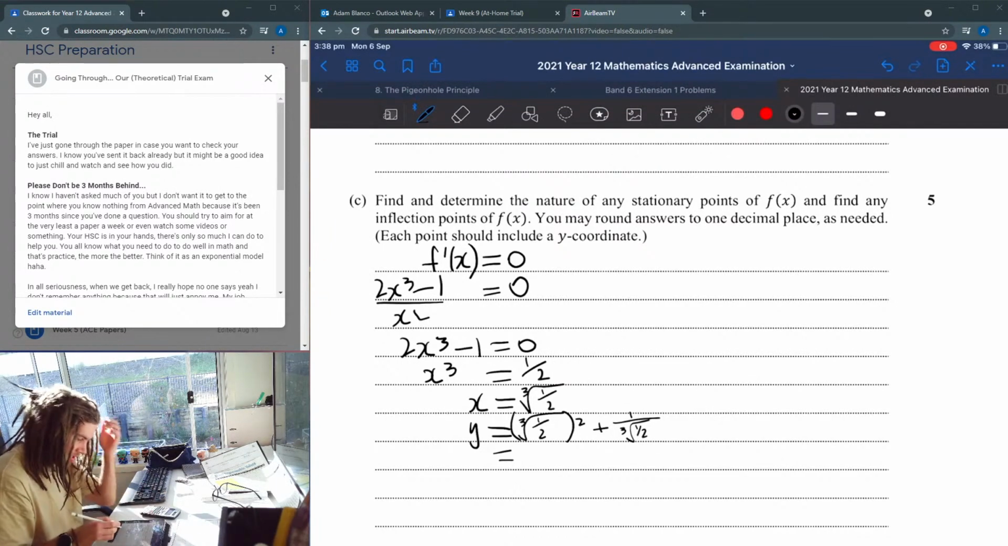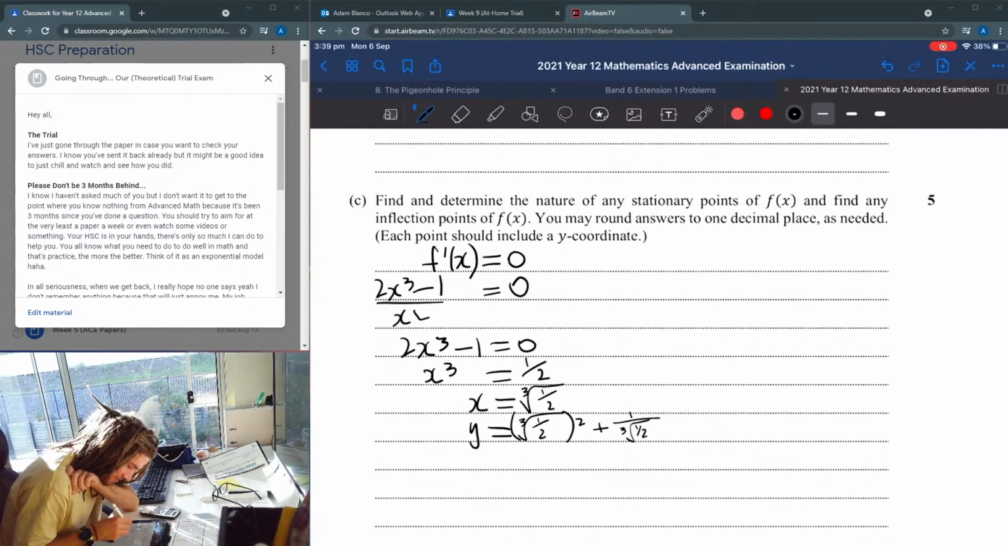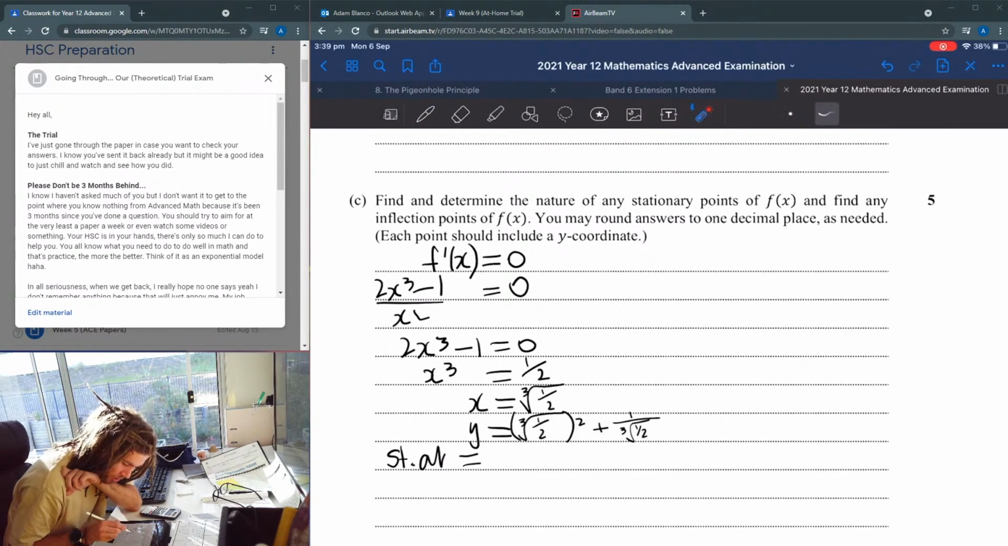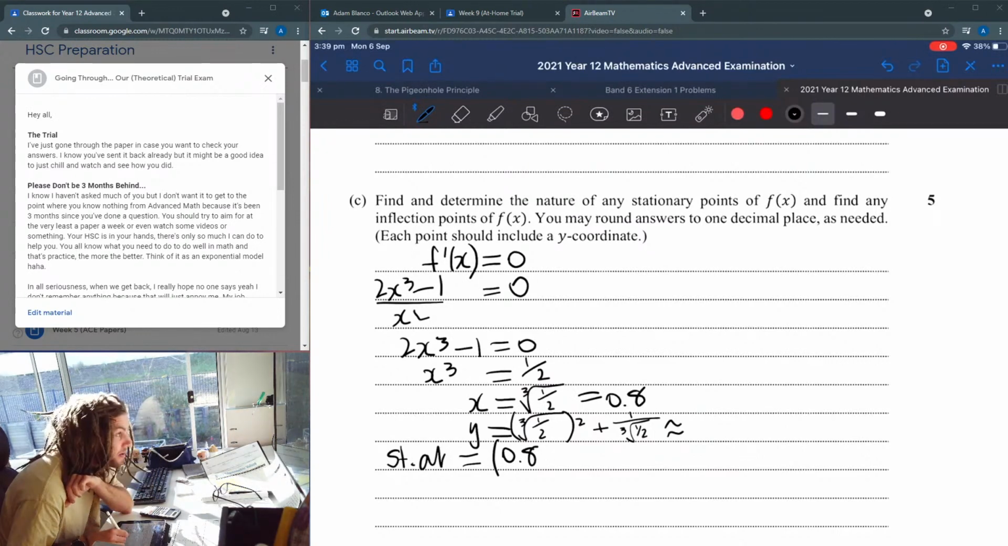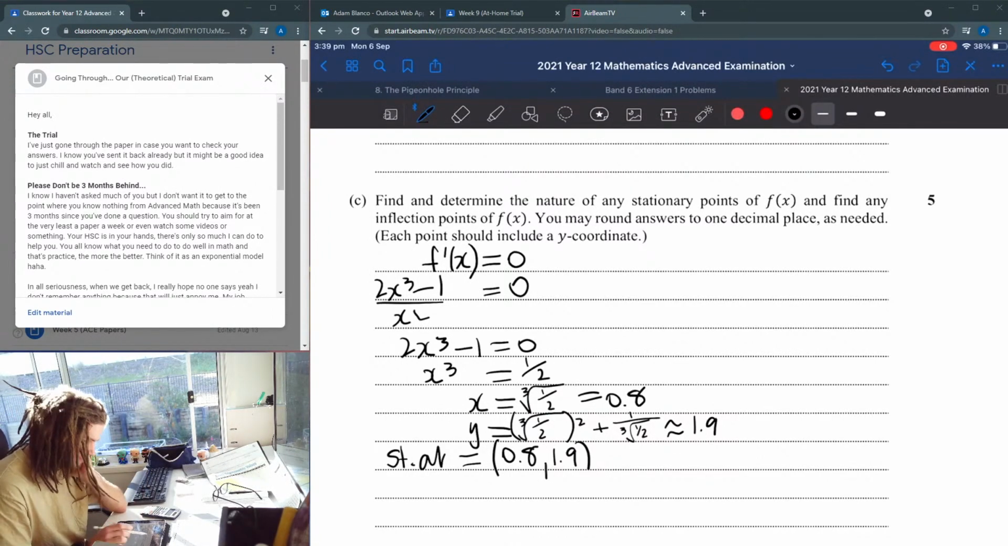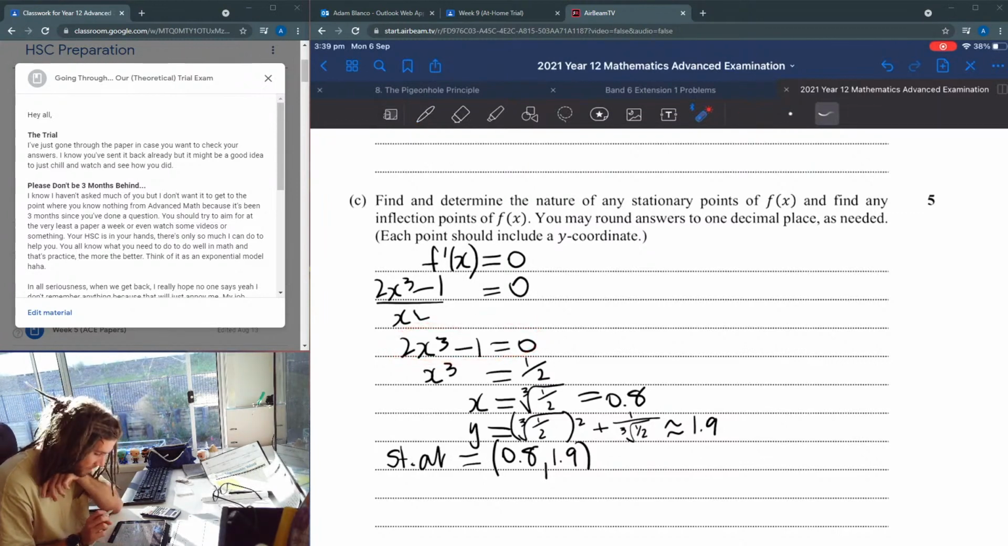Yeah, okay. So it's stationary. I'm just looking at that, the coordinate: the cube root of a half, and the y coordinate, cube root of a half squared plus 1 on the cube root, it just looks weird. If you type all that into the calculator, this is about 0.8 and this is about 1.9. Okay, there's my only stationary point by the looks of it, because I only got one solution for my first derivative. Okay, points of inflection.